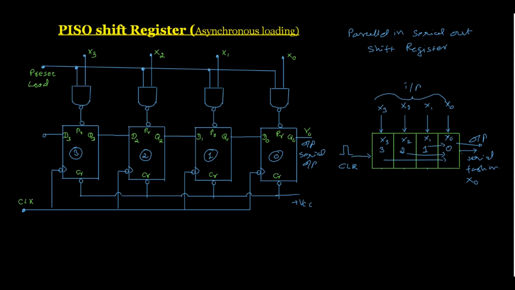Now this output of the NAND gate is connected to the preset input of a flip-flop. In the flip-flop we already know that the preset input is active low, as well as the clear input. So whenever the preset input is 0, the output of the flip-flop is going to be set. And when the clear input is 0, the output of the flip-flop is going to be reset.